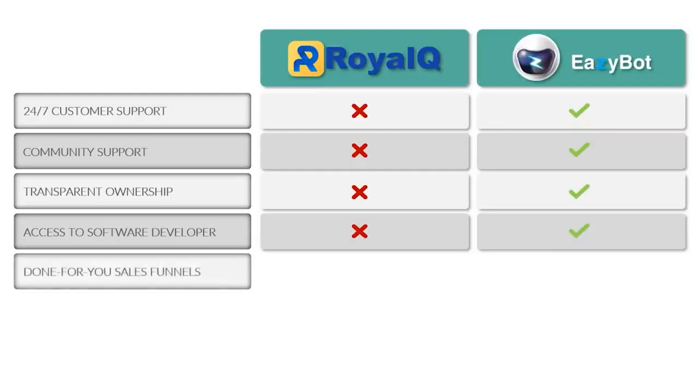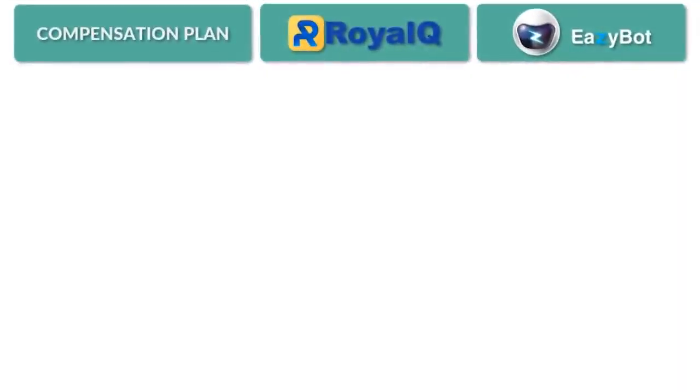And the next feature will be important to those of you who plan to share the crypto trading bot with others, and that is done-for-you sales funnels, marketing funnels that hold your prospect by the hand and take them step by step through the buying decision. With EazyBot, that is available. And that takes us nicely to the next section of this comparison video, and that is to compare the compensation plans of Royal Q and EazyBot.